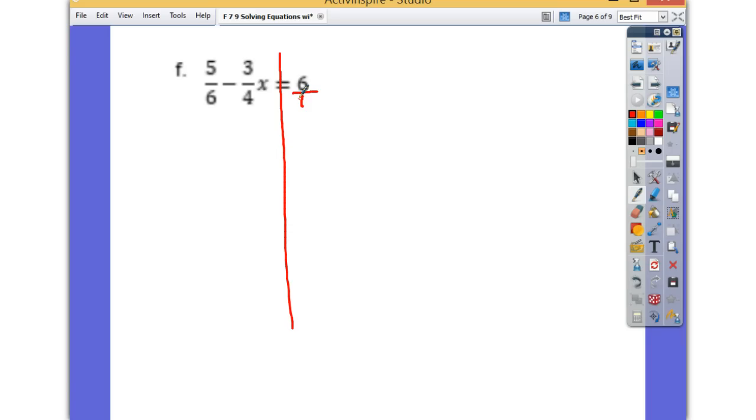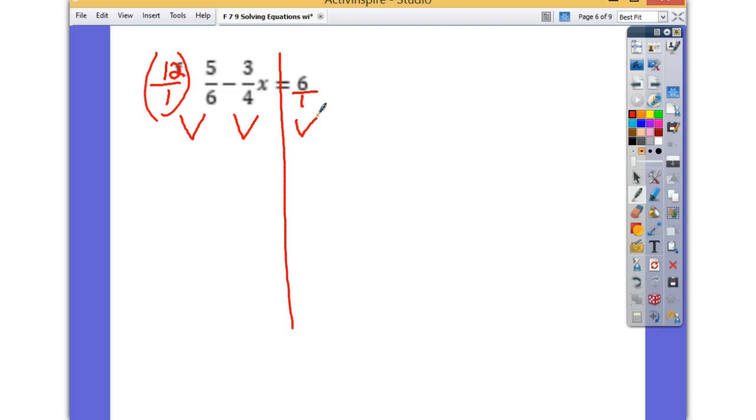12. 24 would work. You wouldn't get the answer wrong. You just have more simplifying to do. But what would be a better LCM? 12. Multiply everything times 12, or 12 over 1. What do you get here, here, and here?